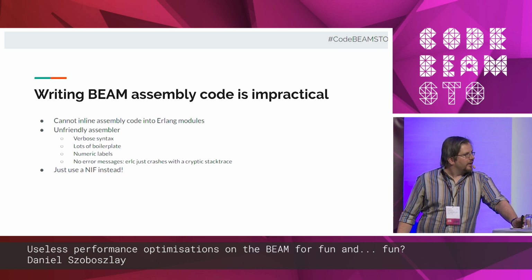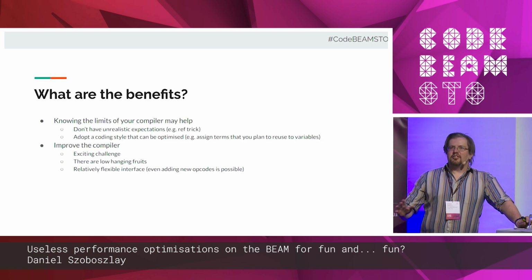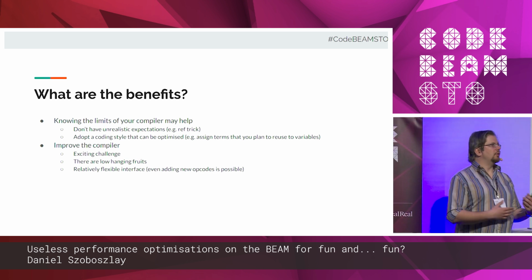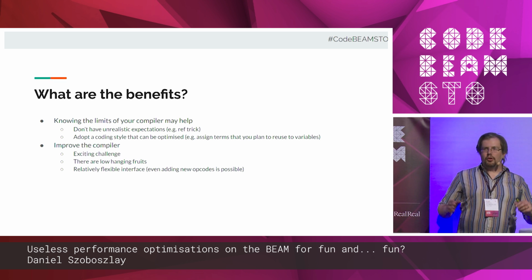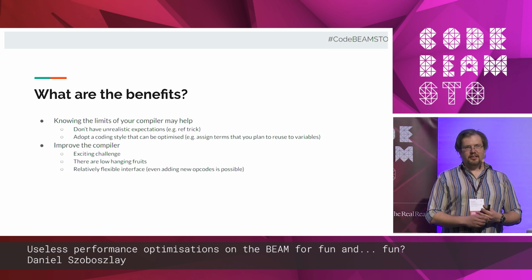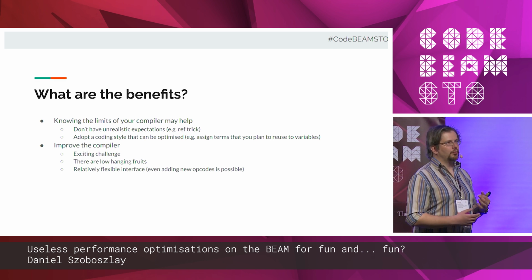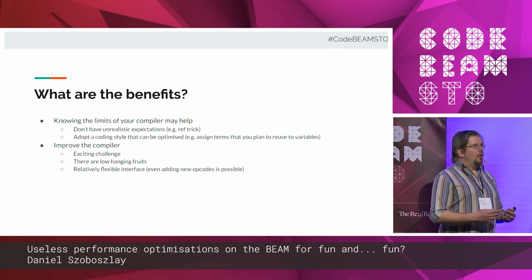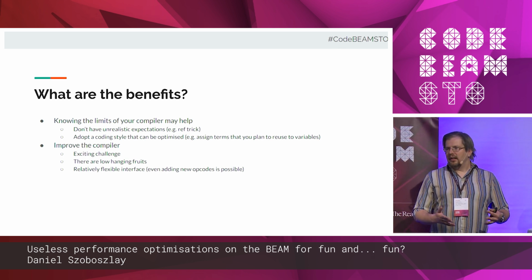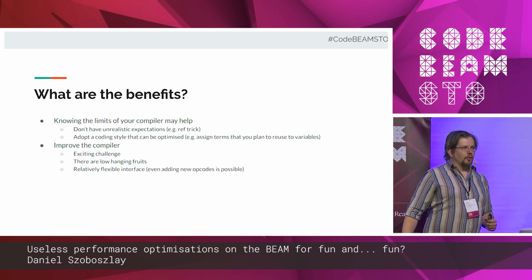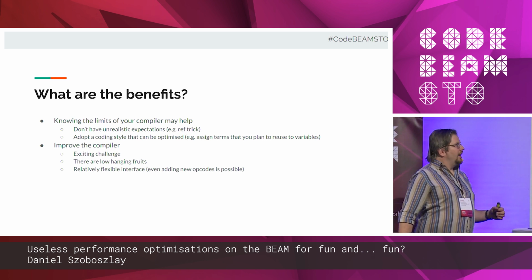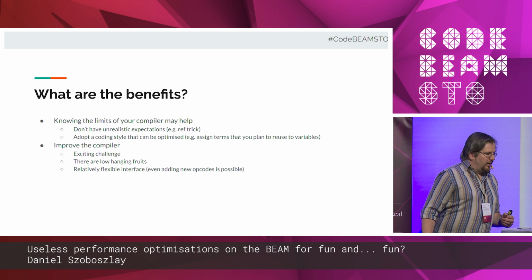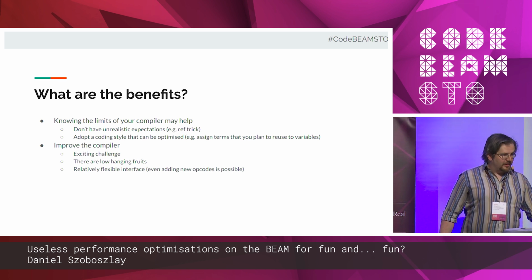Less effort, more gains. But what are the actual benefits? Why do I think that we still have to learn about this layer? First of all, if you know the limitations of the compiler, then it can help you become a better programmer. You won't have unrealistic expectations like I used to have with RefTrick, or you can actually adopt a coding style that you know the compiler will be able to optimize. The other thing is that if you spot inefficiencies, then you can actually try and improve the compiler. And I think this is a very exciting challenge.